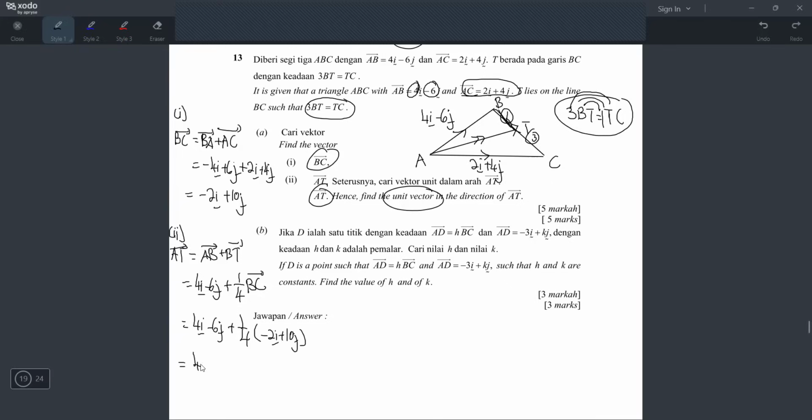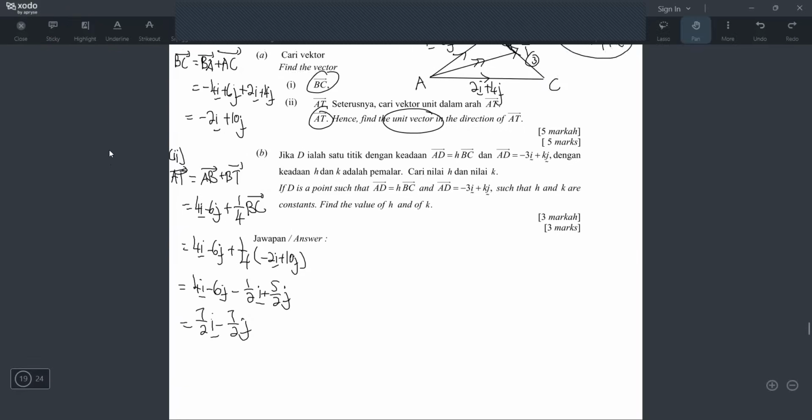Okay, let's finish it. 4i minus 6j plus, times 1 over 4 means divide 4. Negative 2 divide 4 is negative 1 over 2i. 10 divide 4 is just 5 over 2j. You can use your calculator to help you. 4 minus 1 over 2 is 7 over 2i. Negative 6 plus 5 over 2 is negative 7 over 2j. So this is my vector AT in terms of ij.